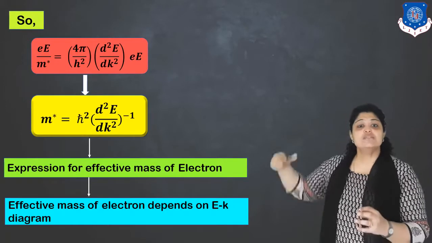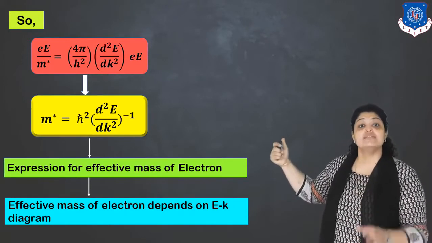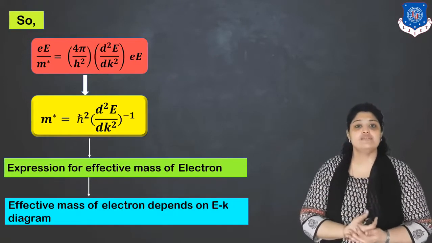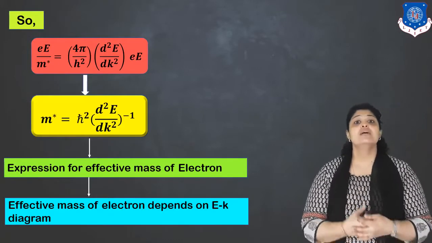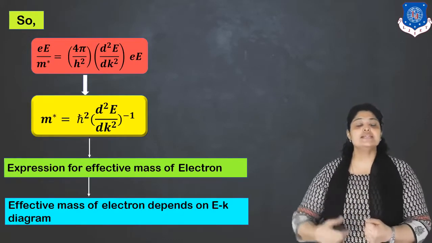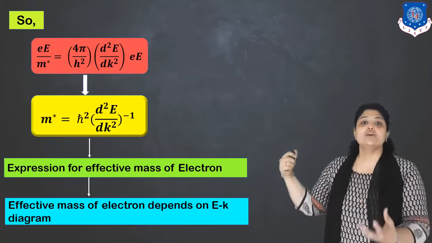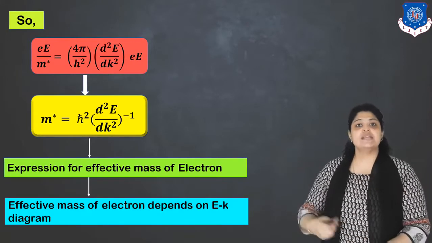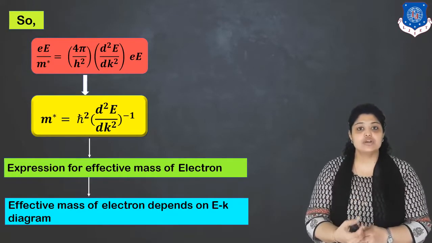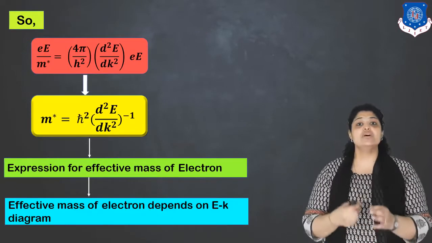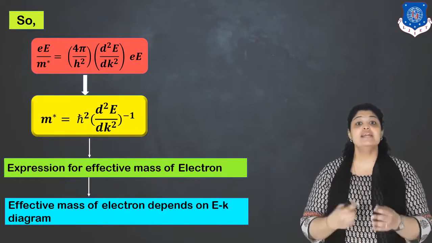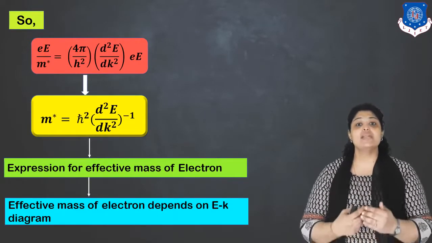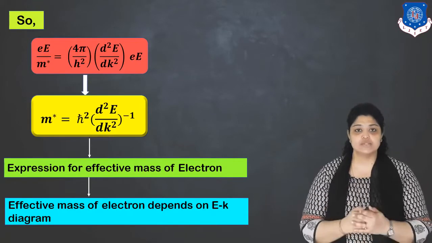Now this equation, which is written in the yellow colored box, is known as the expression for the effective mass of an electron. In this equation, you can clearly see that h cut square is a constant, and hence we say that the effective mass of an electron clearly depends on the E-K diagram, clearly depends on the term d square E by dk square raised to minus 1.